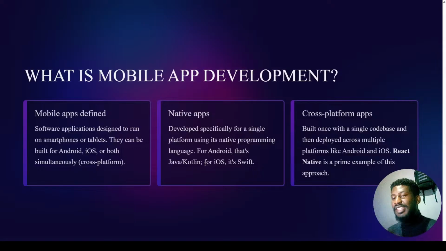Now this can be built, for example, if you're building for Android, you can use their native languages. You use Java to build with Android Studio, to build for Android platforms. But if you are building for iOS, for iPhones, you use Swift, which is the native language.